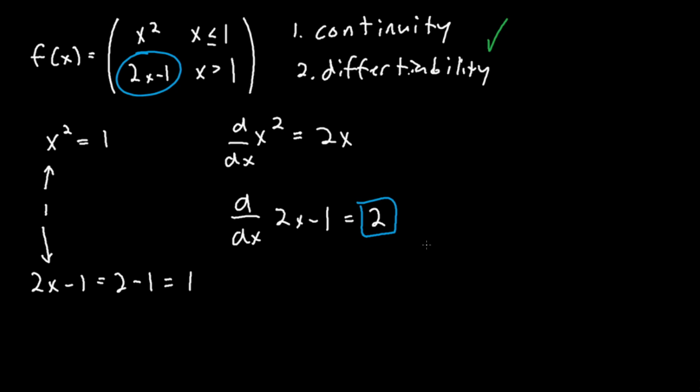And we need to test if the derivatives of both the functions are equal to each other at their intersecting point, which is x equals 1. So we plug in 1 into this function. If we plug in 1, we get 2. So both the derivatives are equal to 2, and they're the same. Therefore, this piecewise function is differentiable across infinity, basically.